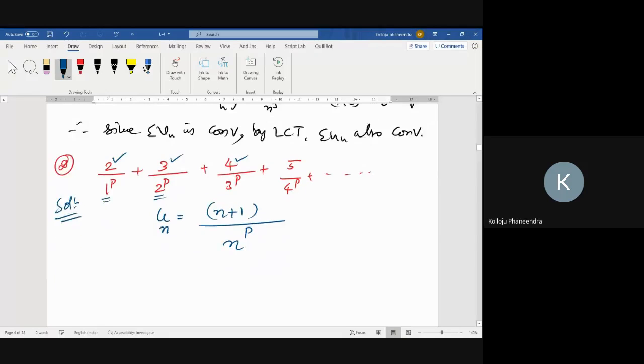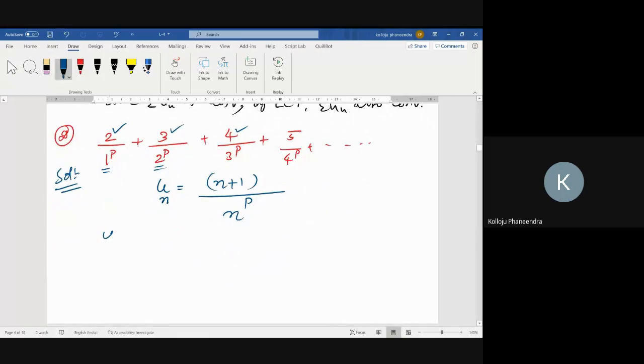Simple problem. And I can write this un by taking n common in numerator and denominator. So what am I getting? 1 by n power p minus 1 into 1 by 1 plus n. Sorry. This is 1 by n power p.